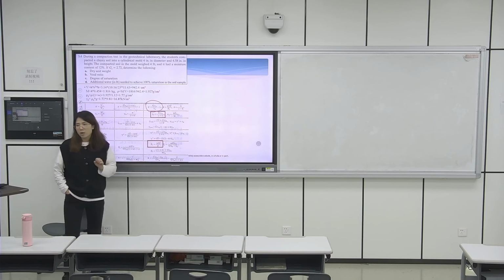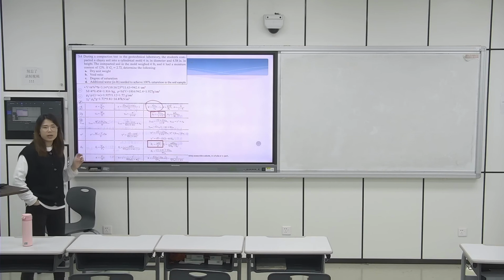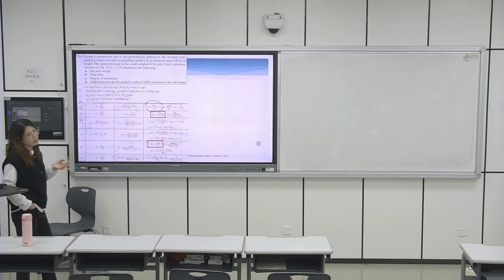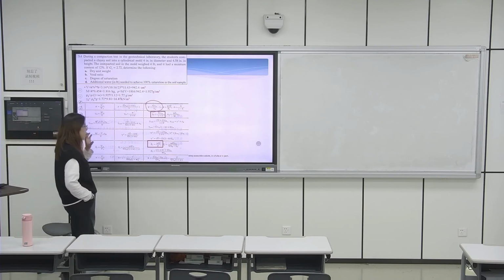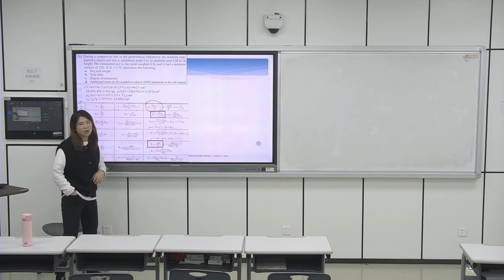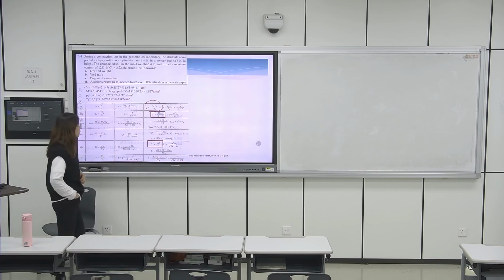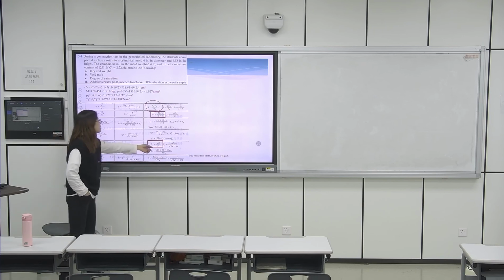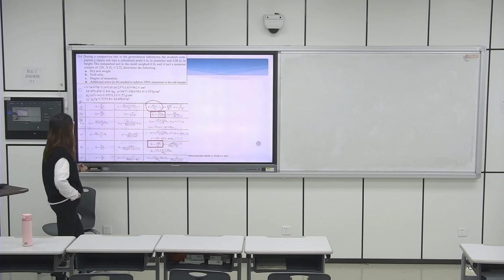And don't worry, I will give you the table during the examination. I attached the table in the final page of the examination paper, so you don't have to remember those equations. And then we know this, so we can use this equation to calculate the degree of saturation. Then let's see the final question.